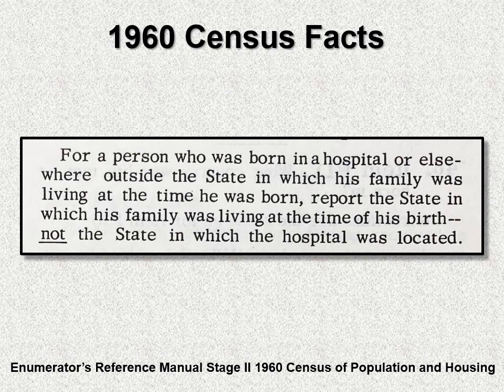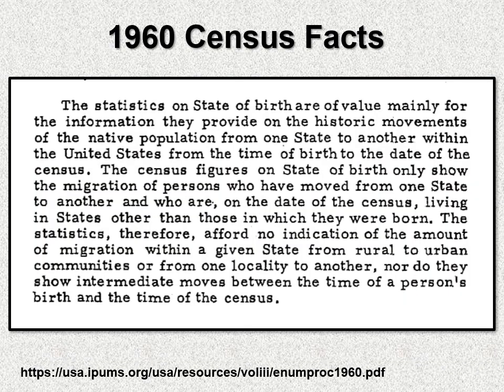So genealogists might find that on this census, somebody's reporting a state that they were born in, which is not the state that they normally thought the person was born in because of this rule. And I wondered about this, and I found out that a procedural history of the census said the following. This is probably why they did it. It said the statistics on state of birth are of value mainly for the information they provide on the historic movements of the native population from one state to another within the United States from the time of birth to the date of the census.